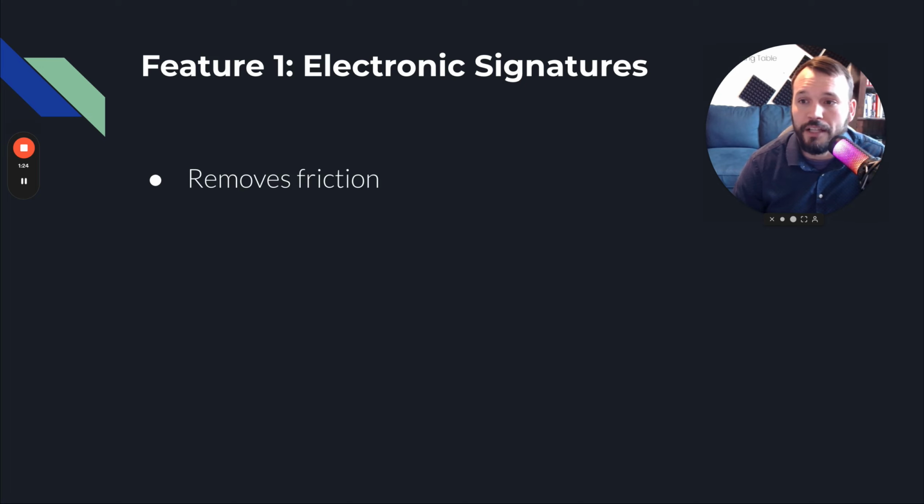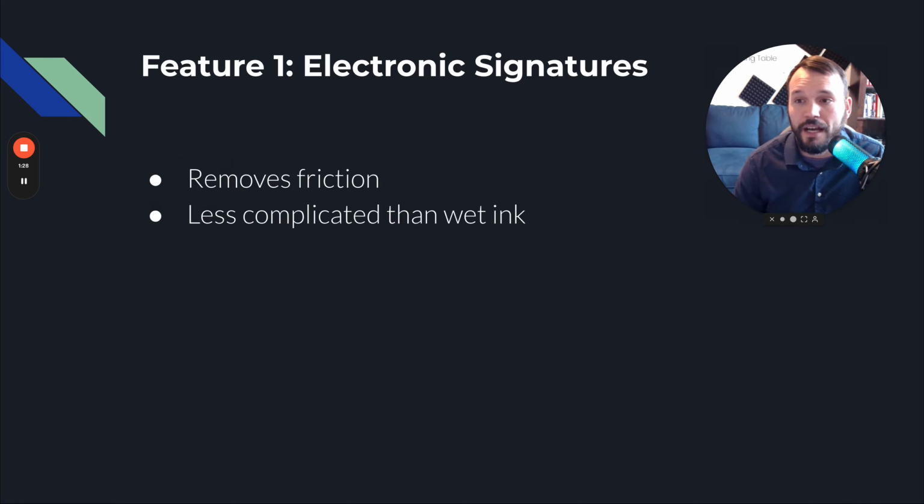Electronic signatures remove friction. They make it easier. Less complicated than wet ink. Maybe you haven't thought about this critically, but someone having to print your proposal, sign it, and then scan it. No one wants to do that. And so it's actually more complicated, and if they don't have their scanner working, could actually delay things many days.